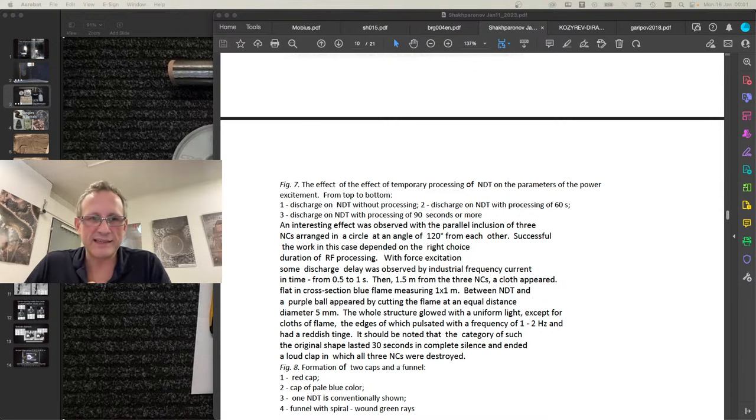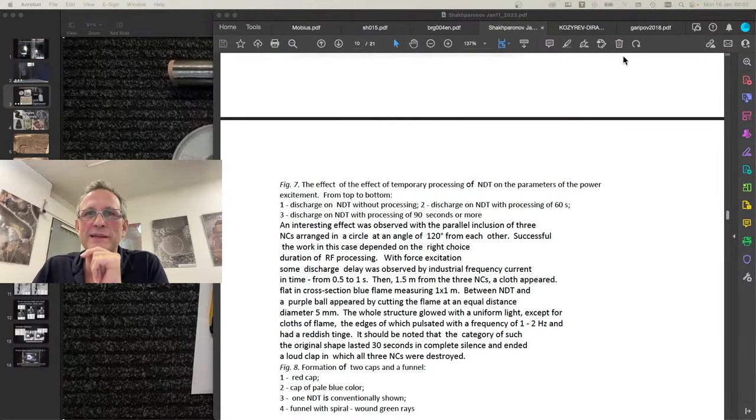Right, so as I imagine this, and I'm going to try and get a better description of this, you've got these three arranged around, you get this cloth in between, and then this ball gets formed equidistant between them, and this was about 5 millimeters. So this is a focal point of the three Mobius strips. I mean, it literally would look like magic.